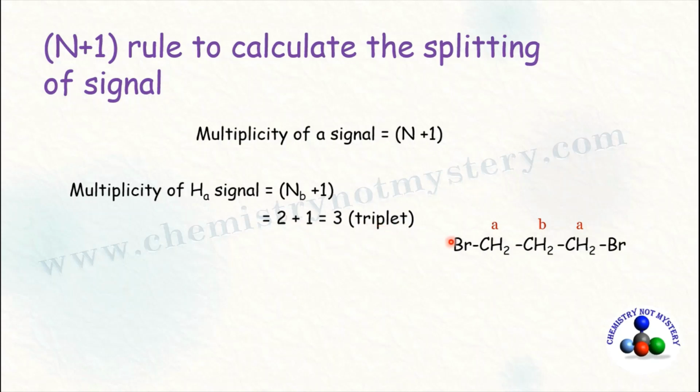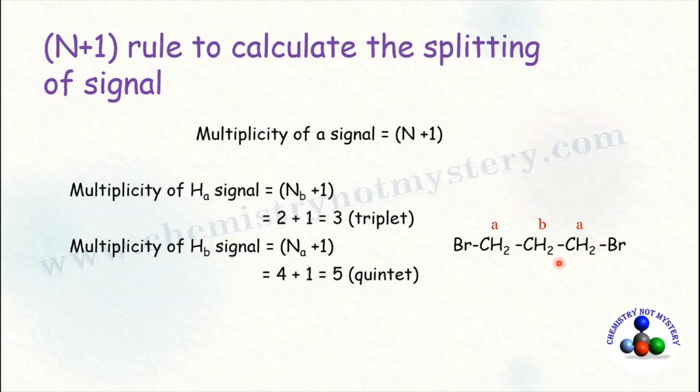Now let's calculate the multiplicity of proton B. To get the multiplicity of proton B, you have to calculate all the A set of protons present on the neighboring carbon. So as there are 4 A set of protons present on the neighboring carbon, you will get 4 plus 1 is equal to 5. That means B set of protons will give a quintet.